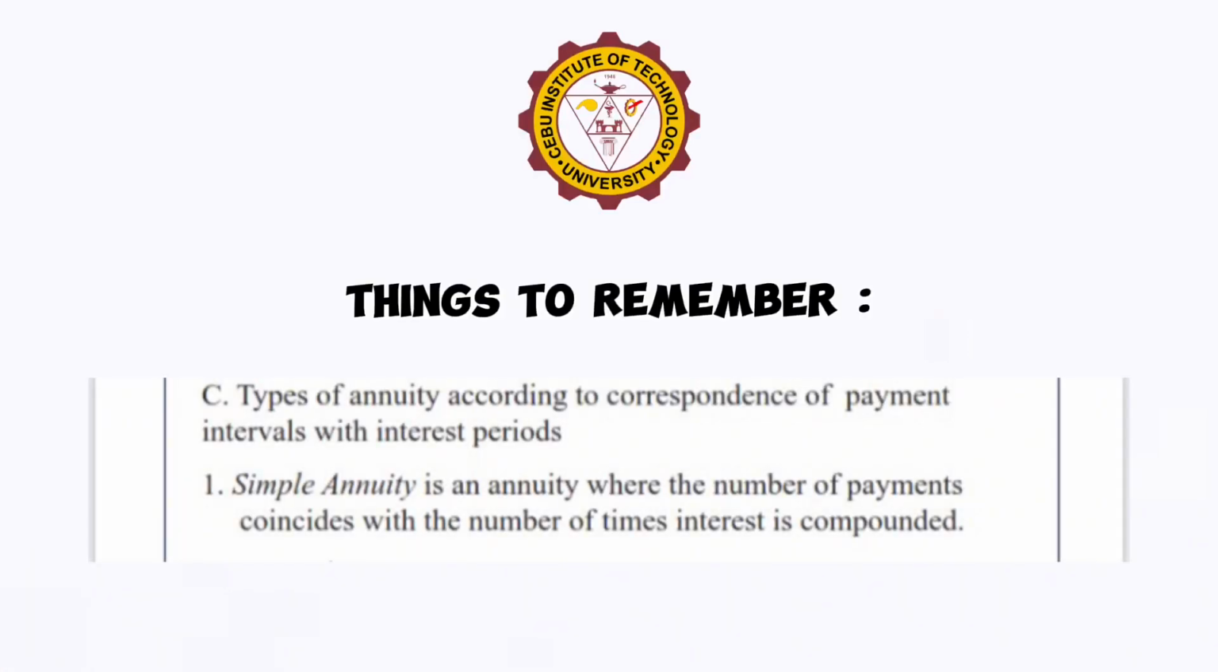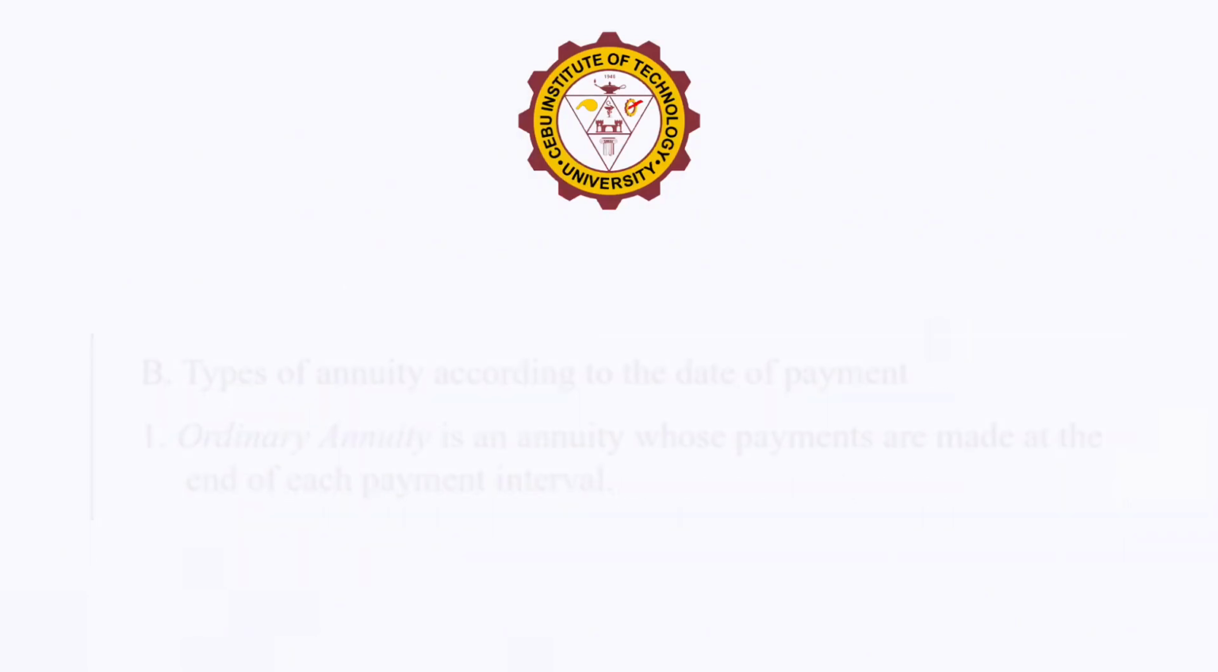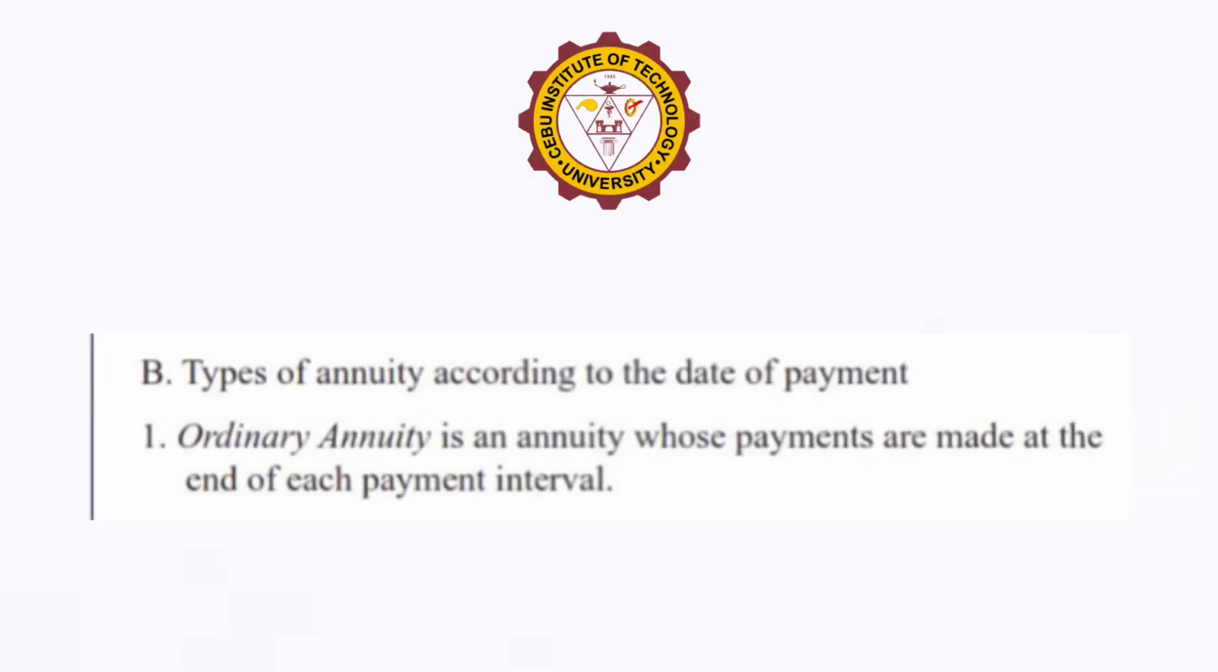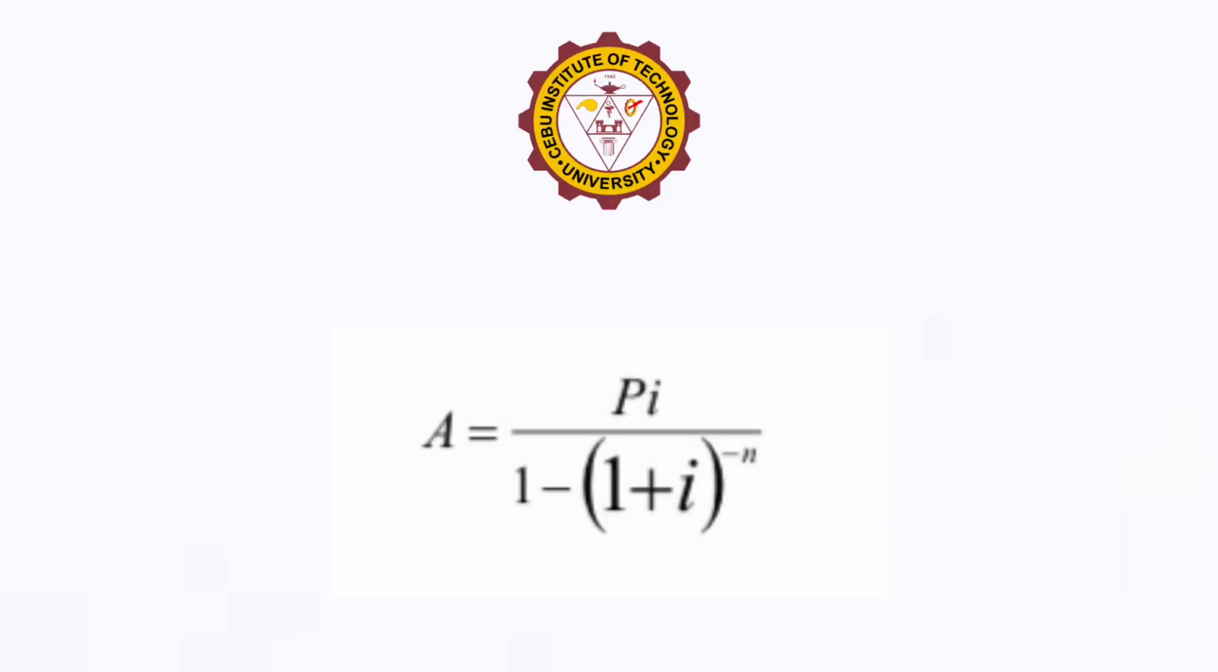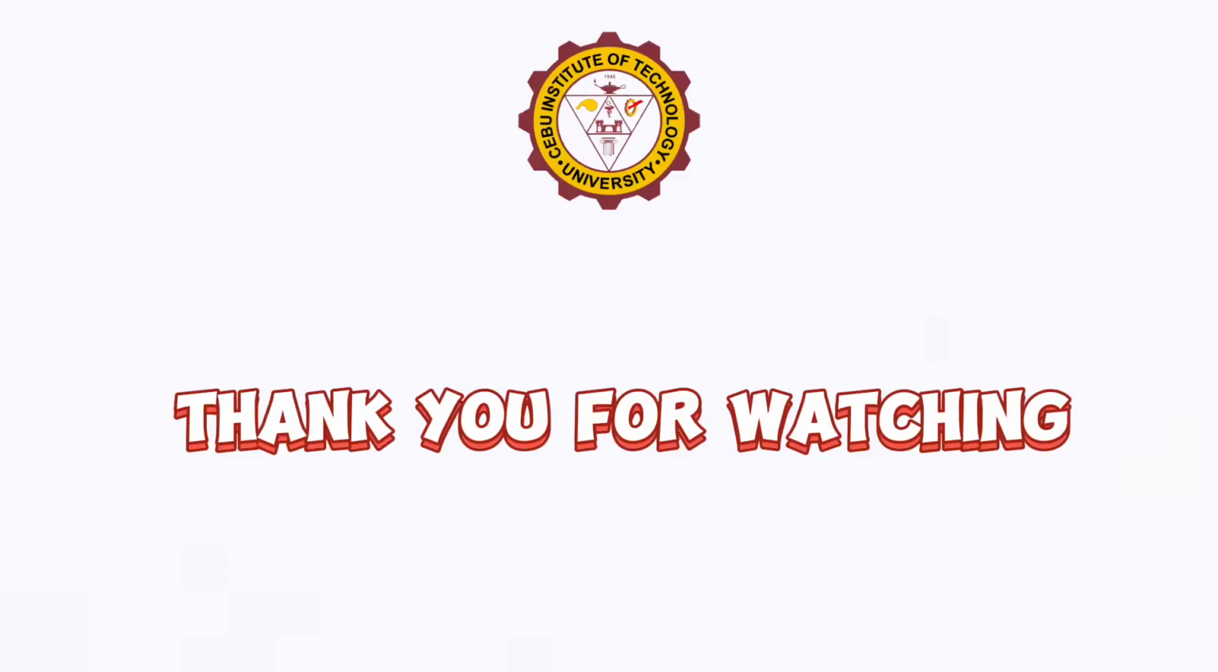Things to remember. A simple annuity is an annuity where the number of payments coincides with the number of times interest is compounded. An ordinary annuity is a type of annuity whose payments are made at the end of each payment interval. Remember, end of each payment interval. Always remember that when the present value P is given, this is the formula.